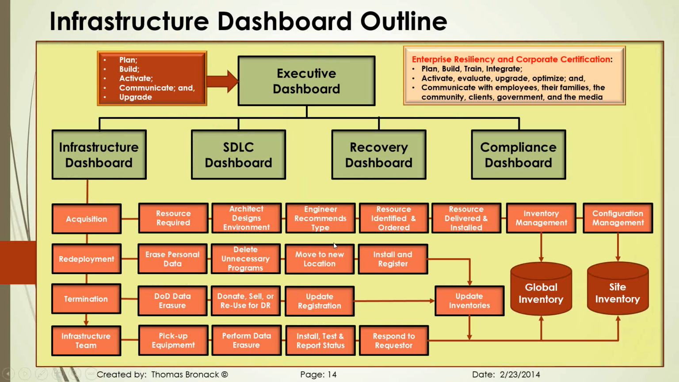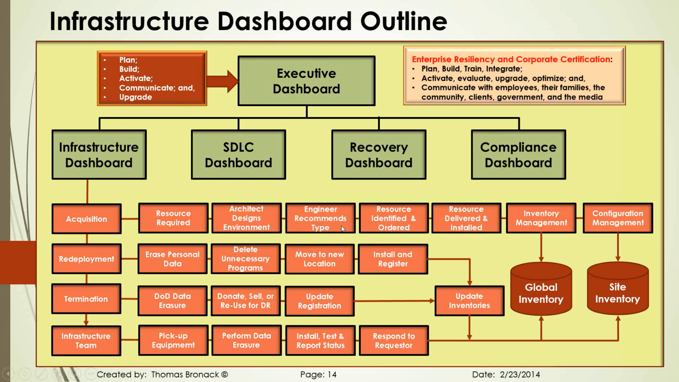Now for the infrastructure, we had another type of dashboard. So in this case, you're going from executive to infrastructure. The infrastructure is made up of acquisition, redeployment, termination, and the use of the infrastructure team to perform most of the functions. If you're in the process of building a new application or a new service and you need resources, then they have to be identified, and then the architect comes in and does a systems design or environmental design and points out the type of equipment you may need and how it should be connected.